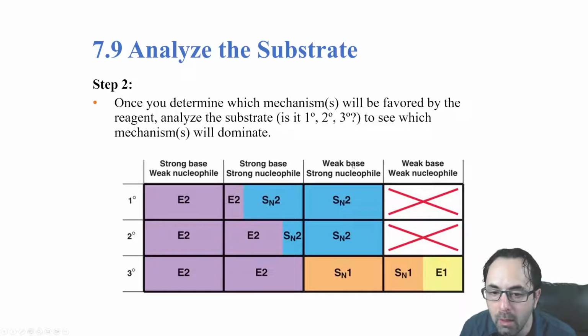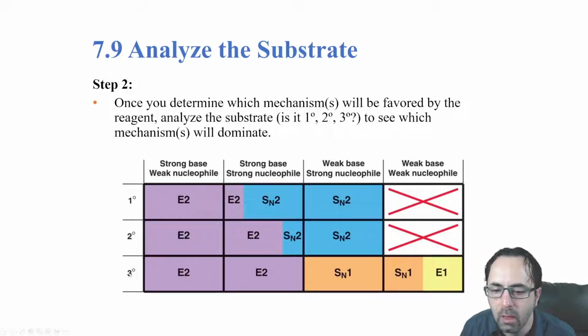Notice there's a weak base here, so that does not favor elimination. So these will favor substitution. Finally, if you have a weak base and a weak nucleophile, that generally makes for a slow reaction in general.